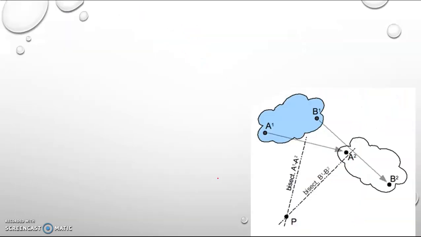Here is the method to locate the instantaneous center of a body which is experiencing both rotation and translation. In this figure you can see point A1 and point B1, which are two points of a blue colored body. After some time it reaches this position. We mark the same point A1 as A2 and the same point B1 as B2.